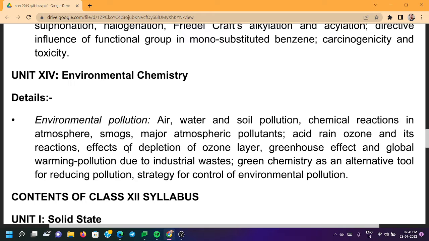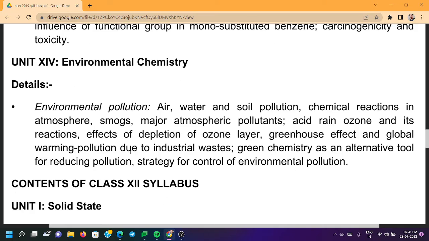Class 11 Chemistry Unit 15, Environmental Chemistry. Environmental pollution, air, water and soil pollution, chemical reactions in atmosphere, smogs, major atmospheric pollutants, acid rain, ozone and its reactions, effects of depletion of ozone layer, greenhouse effect and global warming, pollution due to industrial wastes. Green chemistry as an alternative tool for reducing pollution, strategy for control of environmental pollution.